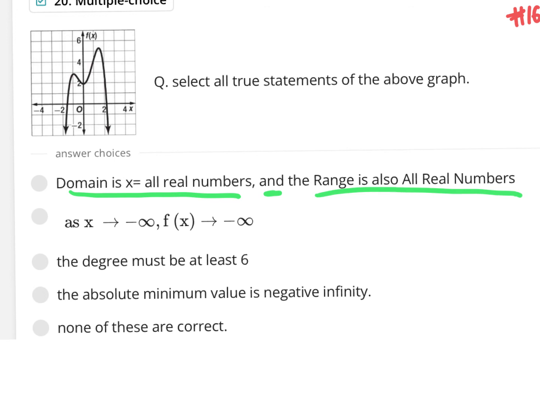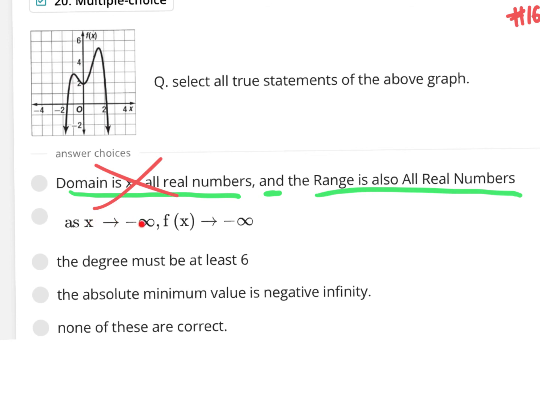Because if we had an arrow going down and an arrow going up, then yeah, the range would be all real numbers. But we know that this is not true. The range is actually at about 5.2 and below. So y is less than or equal to 5.2. That would be the range. The range is definitely not all real numbers. So that makes this statement false. You can't select the whole thing, okay? Because a part of it is false. Move on to this next part.